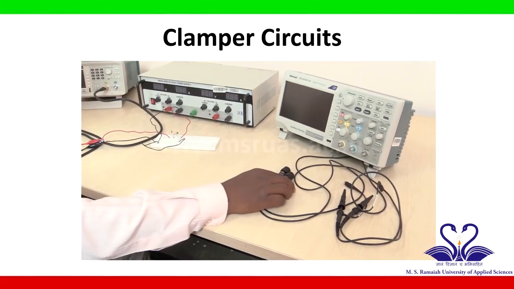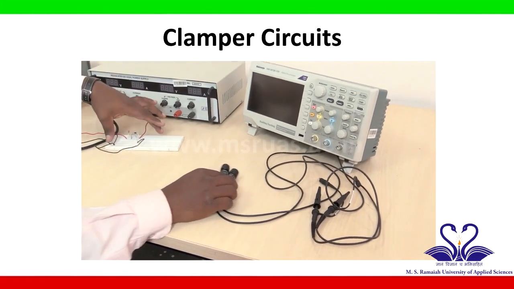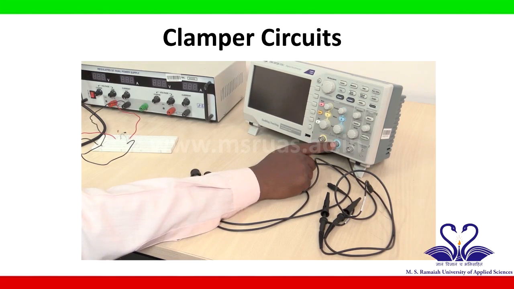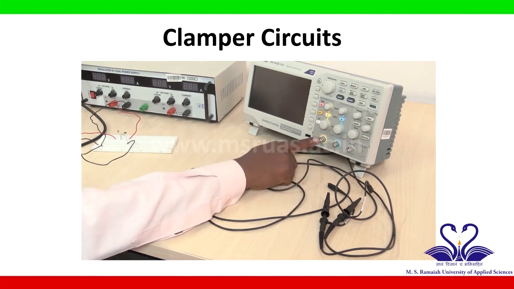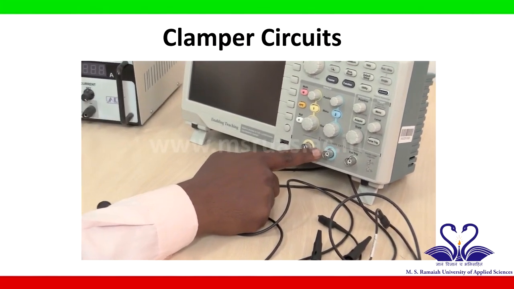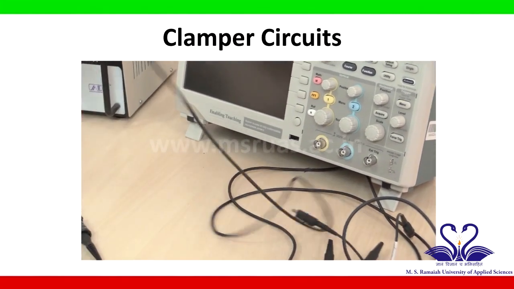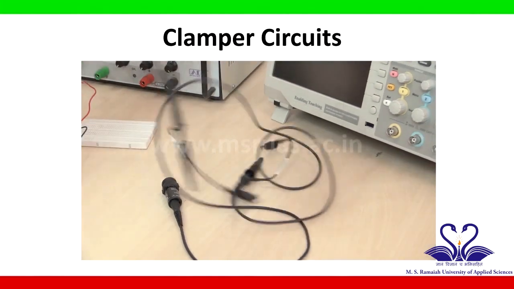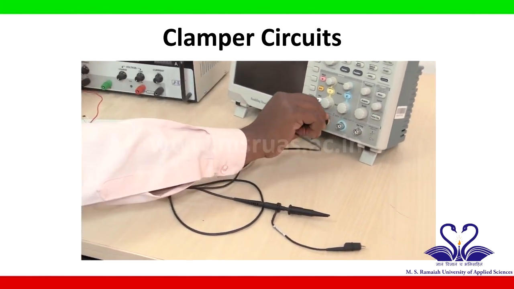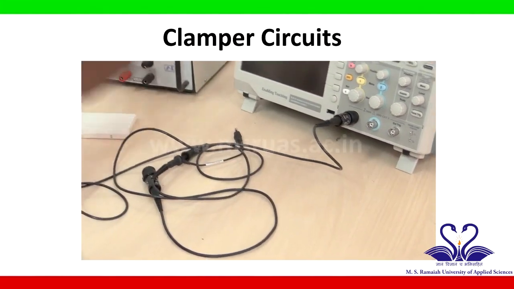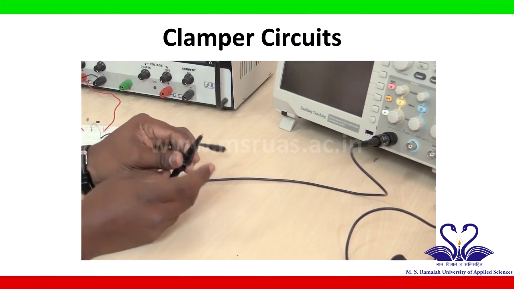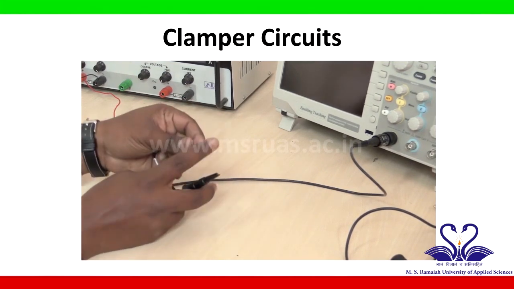Now we will connect a digital oscilloscope to the circuit. The digital oscilloscope has channel 1 and channel 2. Channel 1 I will connect to the input, and channel 2 I will connect to the output. So take a probe. This is a probe. Connect it to channel 1. This is the first probe, probe 1, which has a positive end and a negative end.